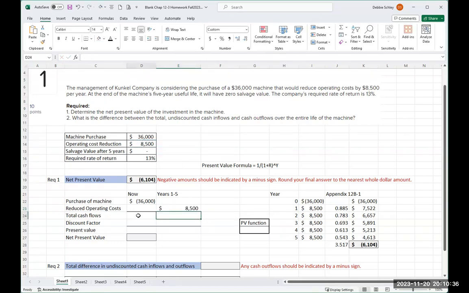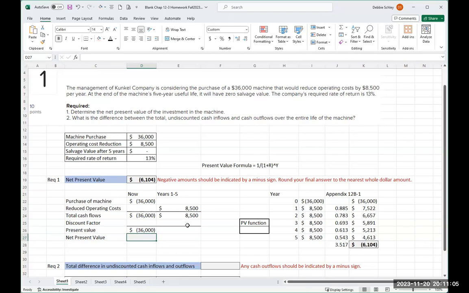And so my total cash flows is just 36,000 for that. And then 8,500 for that. Okay. So in the now, again, there is no discount factor. So the present value just is that, because we don't have any other calculations in that in the now.